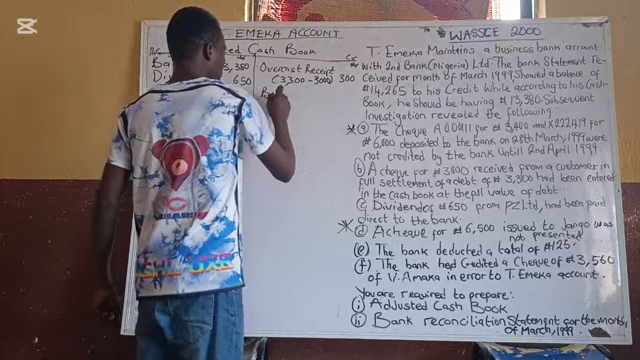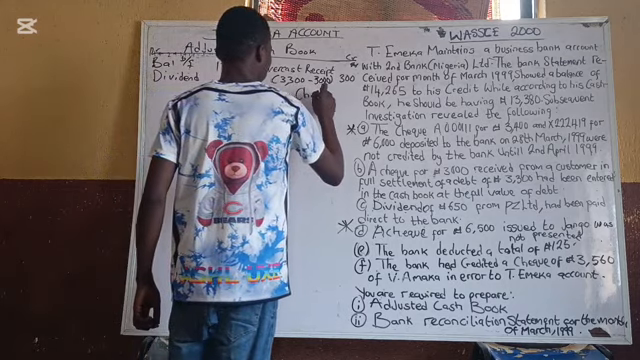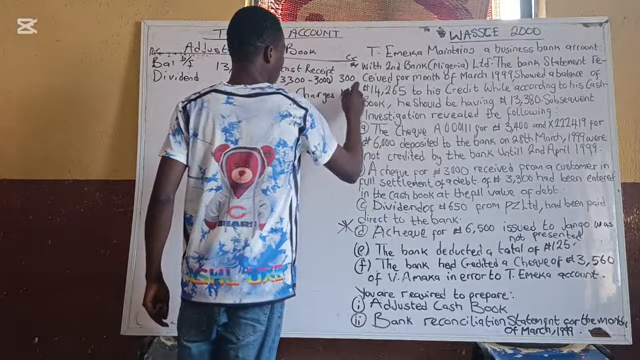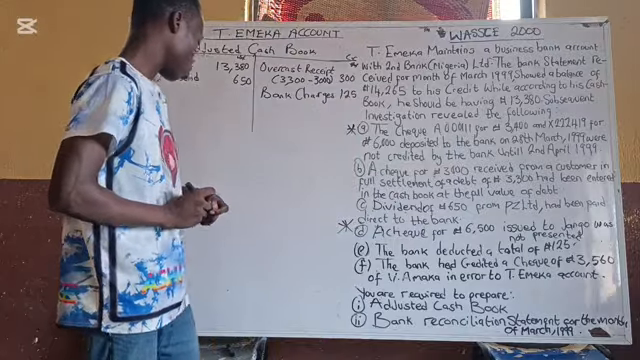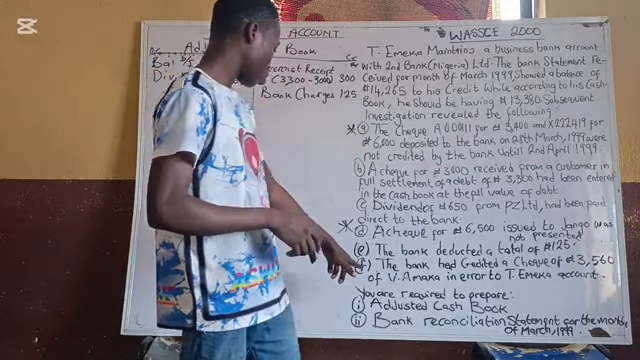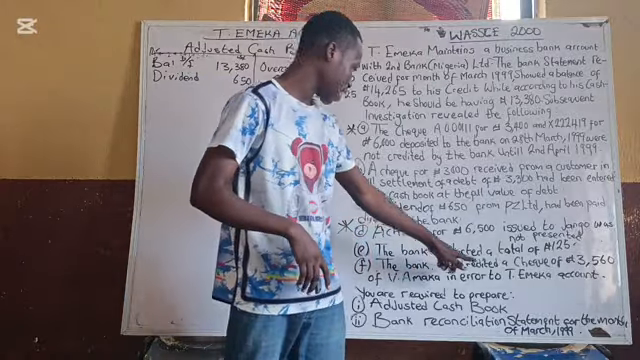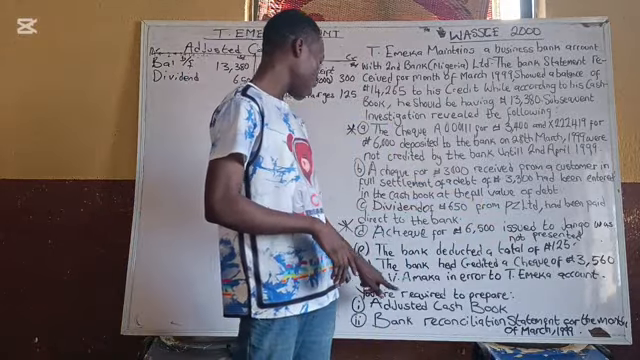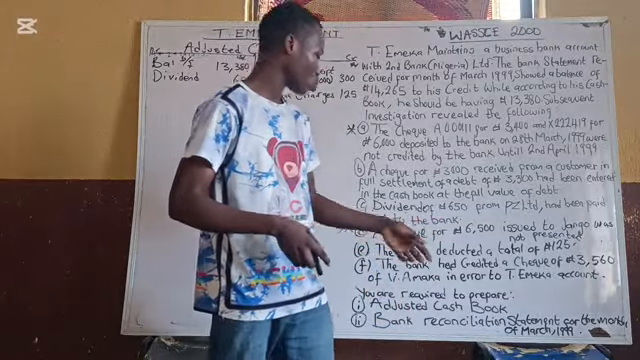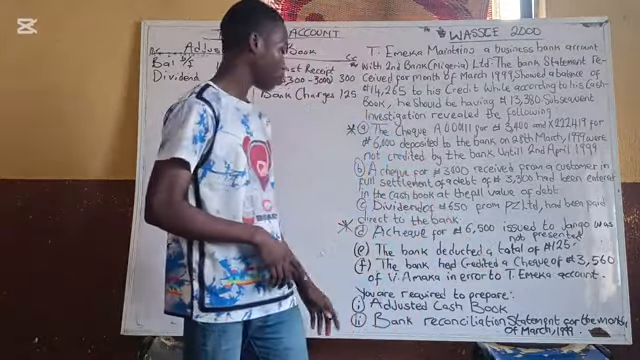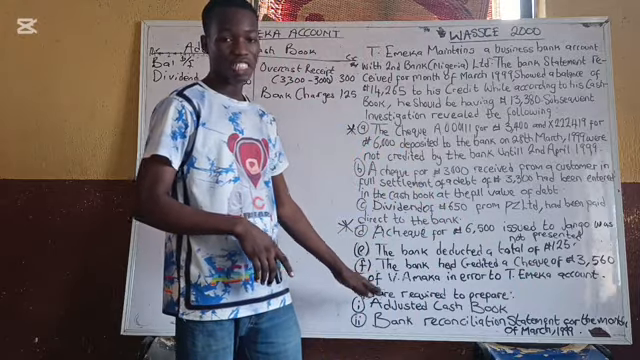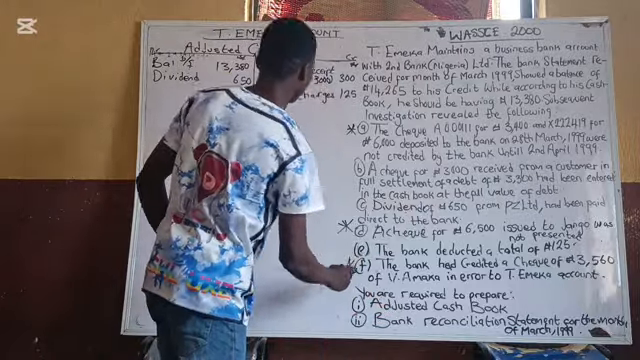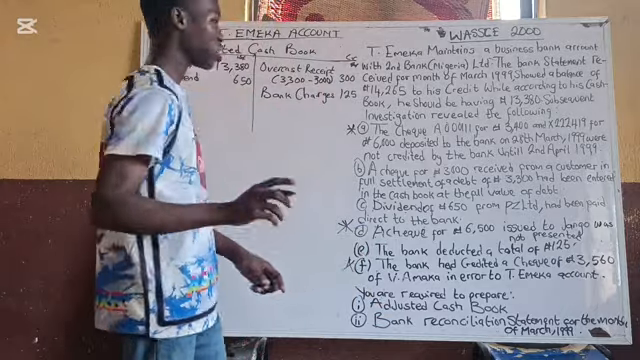Now, we have bank charges, which is 125 naira. Now, we have solved this. Let's move to this one. The bank had credited a check of 3,560 of V Amaka in error to T Emeka's account. So the bank made a mistake here. So this is a bank error, right? And I said it is going to the bank reconciliation statement. So these three things are going to the bank reconciliation statement.